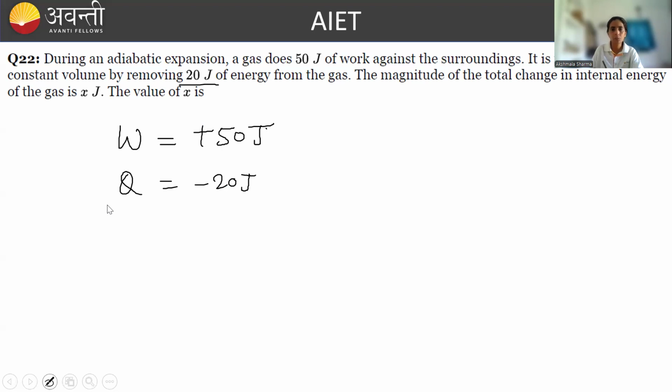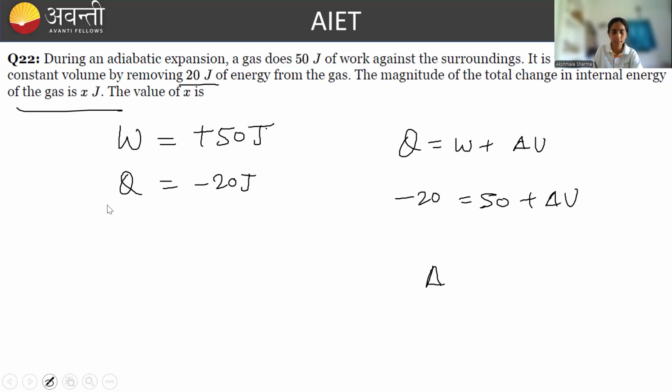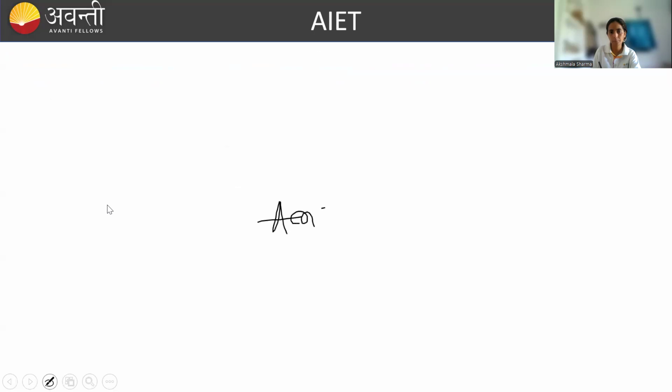The magnitude of total change in internal energy. So use the formula Q equal to W plus delta U. Q is -20, W is 50 plus delta U. So delta U will be equal to how much? Delta U will be equal to -70 joule. So what will the correct answer be? So in this question we just needed to use the sign convention properly.